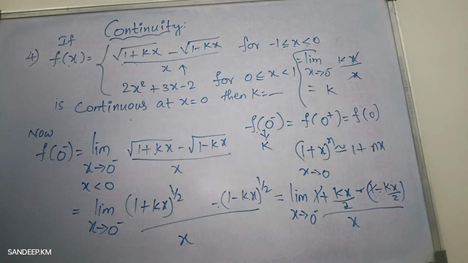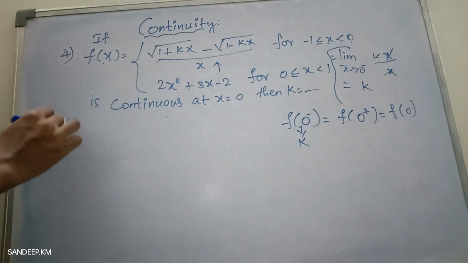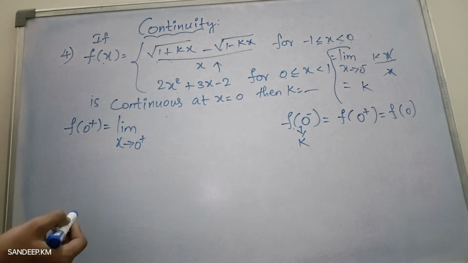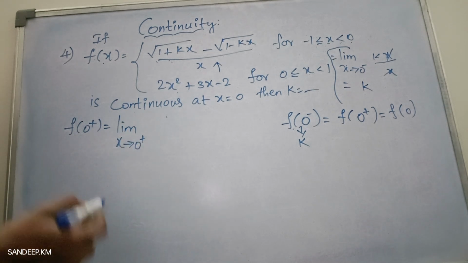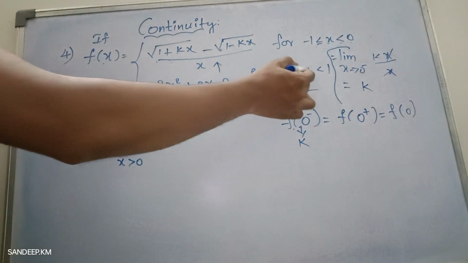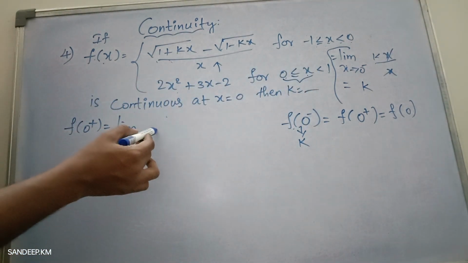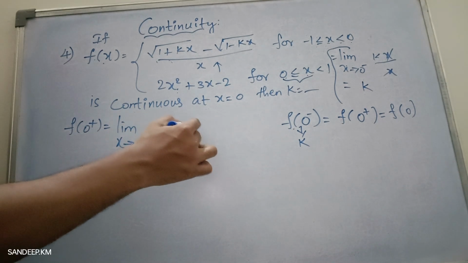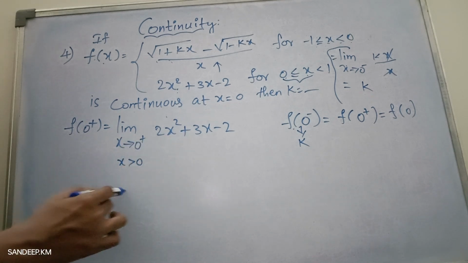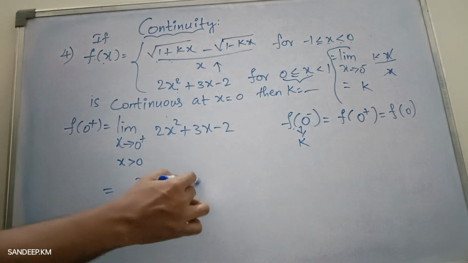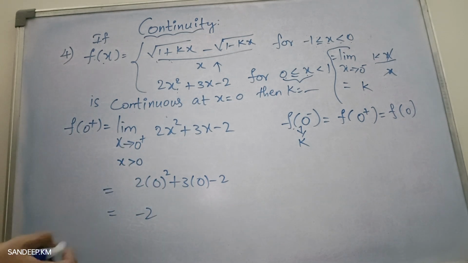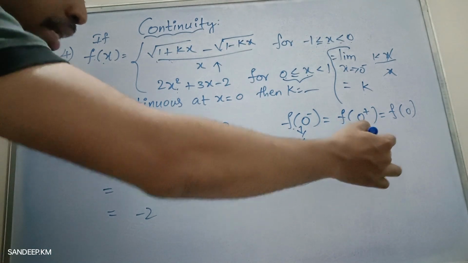Now let us see what is right hand limit. So to find the right hand limit, f of 0 plus, I'll write limit x approaches 0 from the right side, f of x. But what is f of x here? x is approaching 0 plus means x is greater than 0 only. If x is greater than 0, then instead of f of x, what I'll write? 2x square plus 3x minus 2. Here you can directly substitute x as 0 because it is a polynomial function. So 2 into 0 square plus 3 into 0 minus 2. And the value is minus 2. So the right hand limit is how much, dear students? It is minus 2. So left hand limit is k, the right hand limit is minus 2.